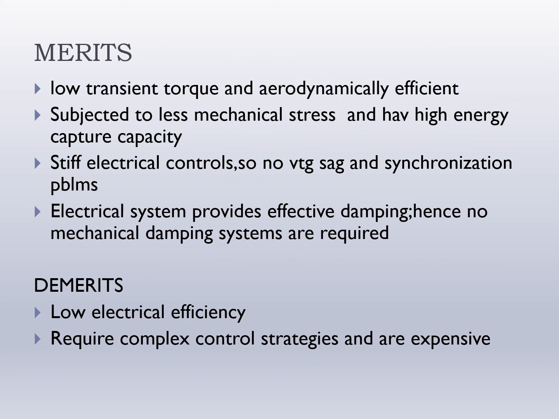Variable speed wind turbine systems have the following advantages. They have low transient torque and are aerodynamically efficient. They are subject to less mechanical stress and have high energy capture capacity. They do not go through voltage sags or synchronization problems due to stiff electrical controls. The electrical system provides effective damping, hence no mechanical damping systems are required.